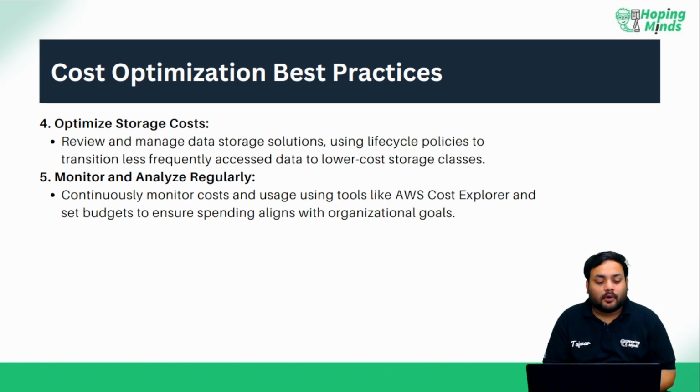Next, we have monitor and analyze regularly. In the last few sessions we have understood about Cost Explorer and cost budgets. Whenever you use Cost Explorer and monitor each and every service of your AWS account, how the services are running and how much bill they are giving you, you can analyze everything, and you can turn the services on and off as per your requirement. This is going to help you a lot in order to optimize your cost.